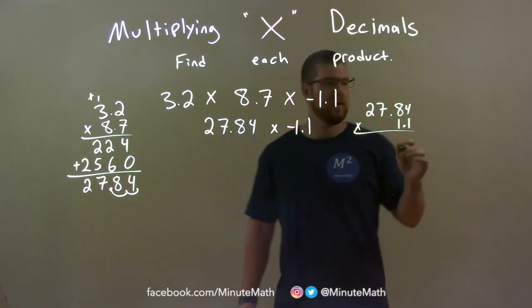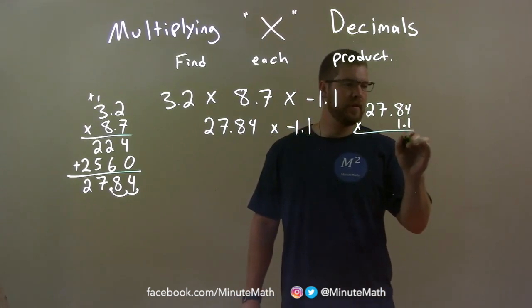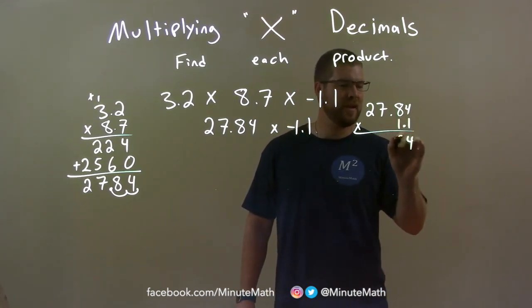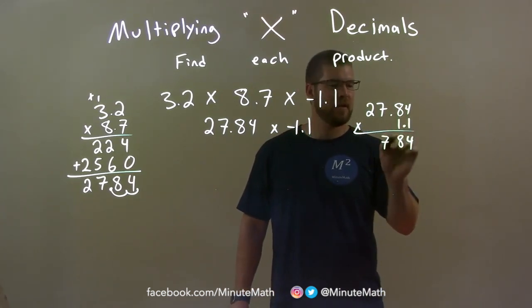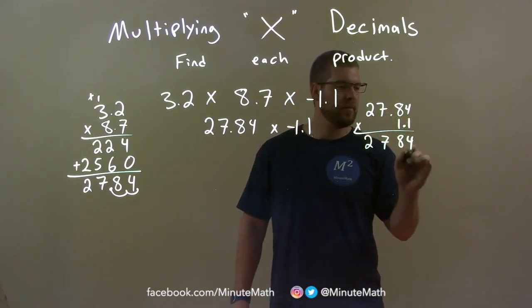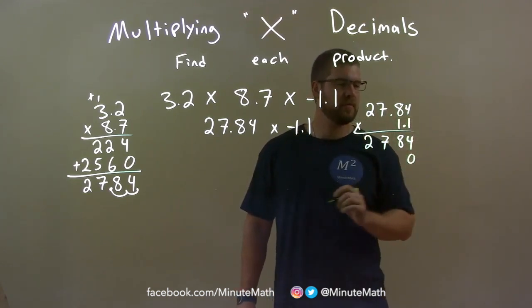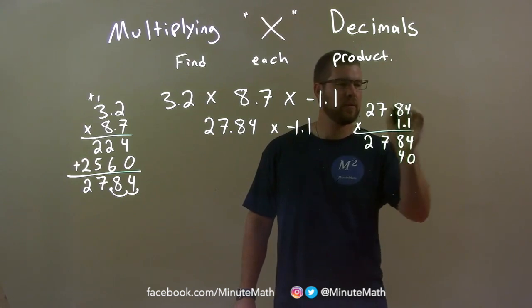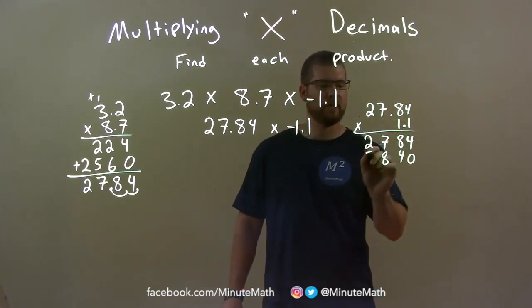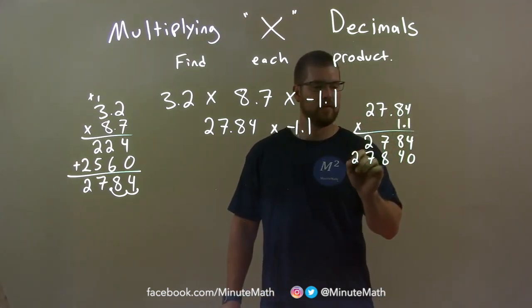All right, 1 times 4 is a 4. 1 times 8 is an 8. 1 times 7 is 7. And 1 times 2, 2. Place value for that first one, 0. 1 times 4 is 4. 1 times 8 is 8. 1 times 7 is 7. 1 times 2 is 2.